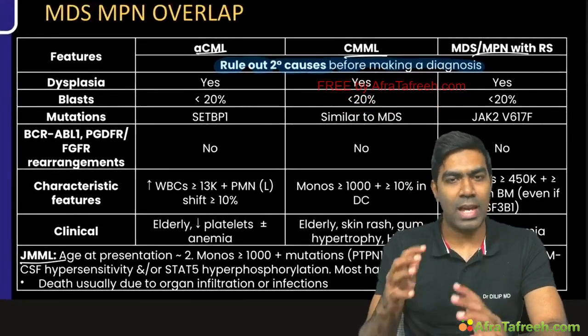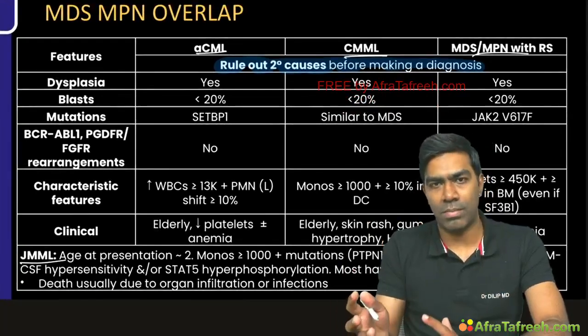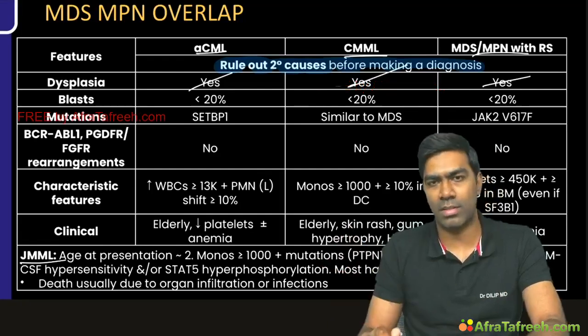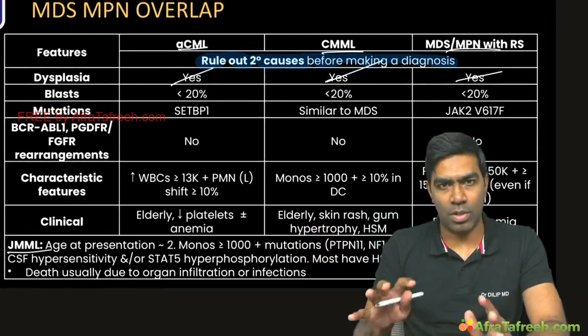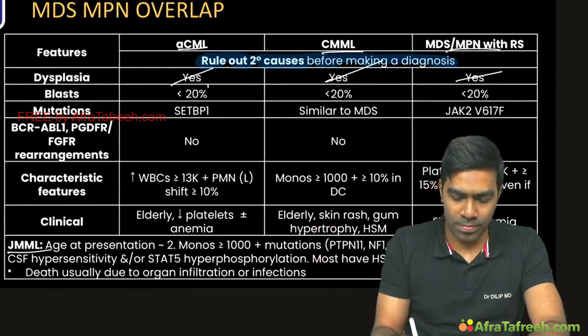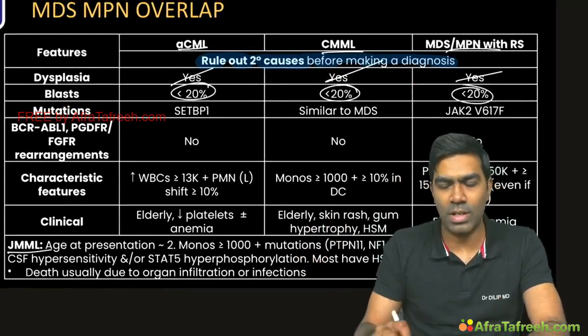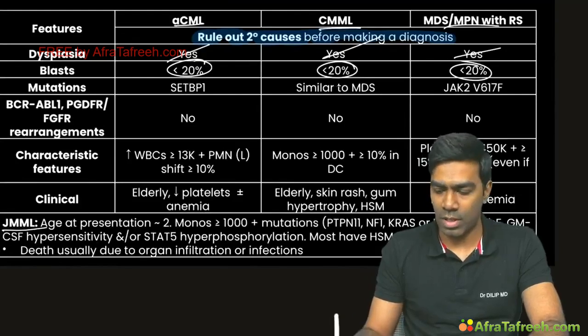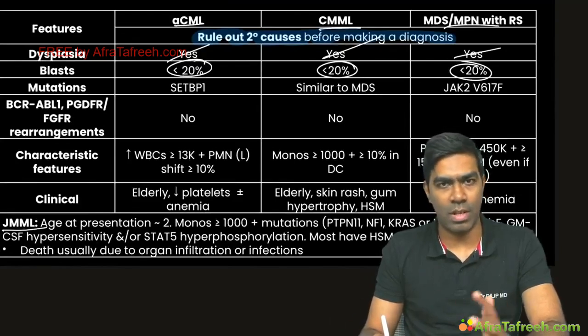And because it's an MDS/MPN overlap, you're going to have features of MDS, in the sense that dysplasia will be seen in almost all the cases. And because it's not an acute leukemia, your amount of blasts should be less than 20% in the bone marrow as well as in the peripheral blood. And there are some unique mutations that you have to remember for exams.